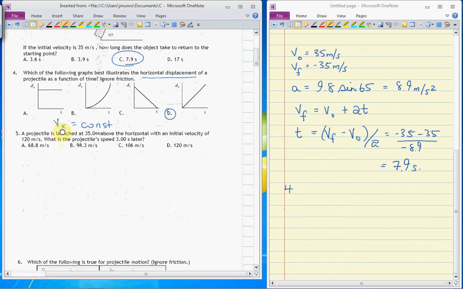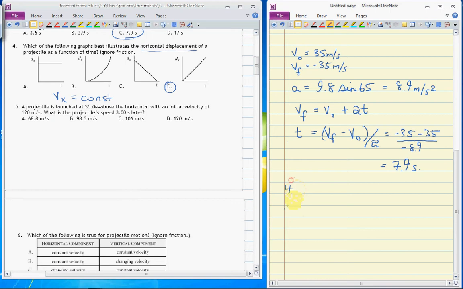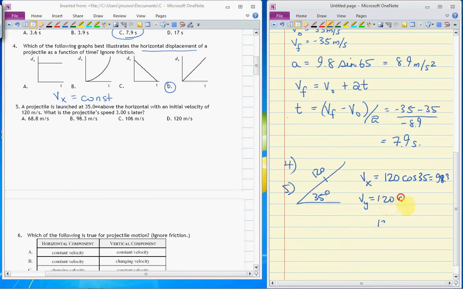In question number 5, we have this projectile that's launched at 35 degrees above the horizontal. And let's just draw that. 35 degrees above horizontal, and it's 120 meters per second launch speed. And we want to know what is Vx and what is Vy. So Vx is equal to 120 times the cosine of 35, or 98.3, and Vy is equal to 120 times the sine of 35, and that works out to 68.8.